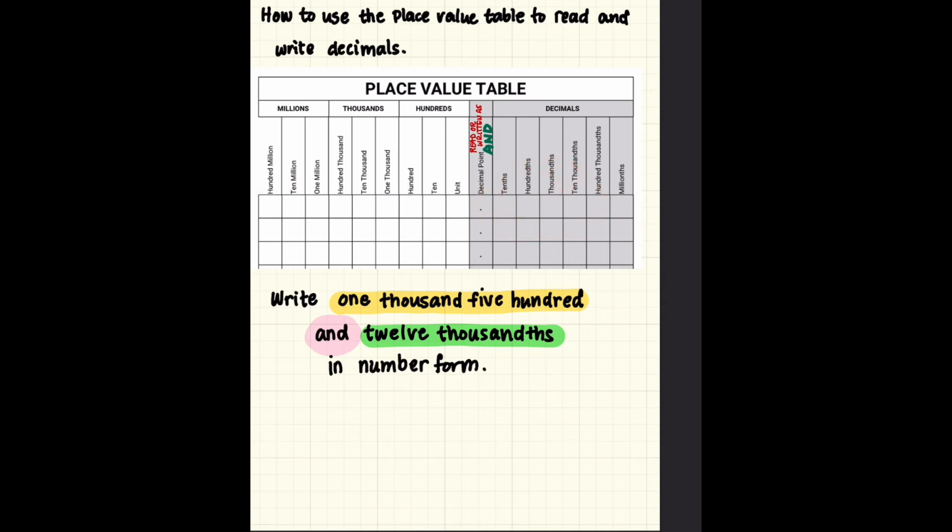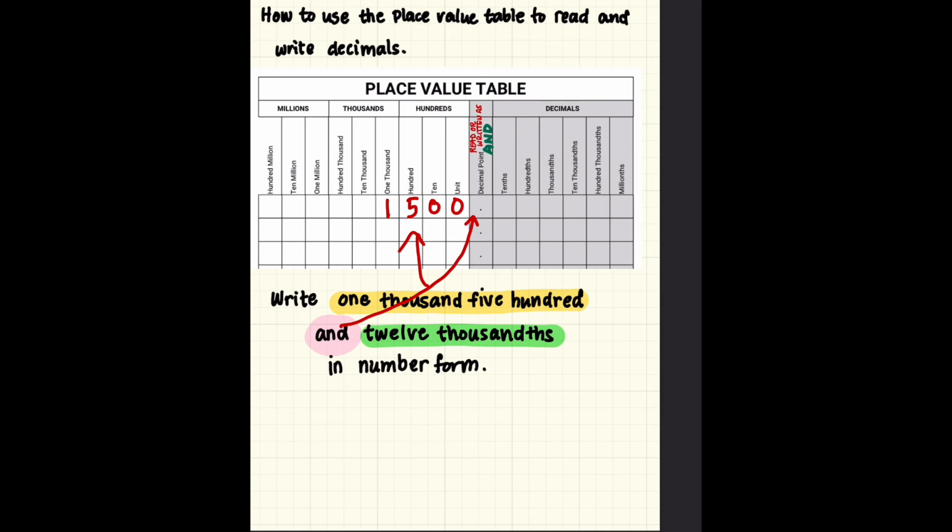So let's write it down. 1,500. So 1,000 is over here. So 1,500 would be there. So 1,500 is written like that. The decimal point is and then 12,000.